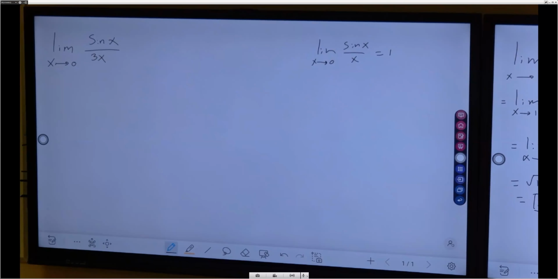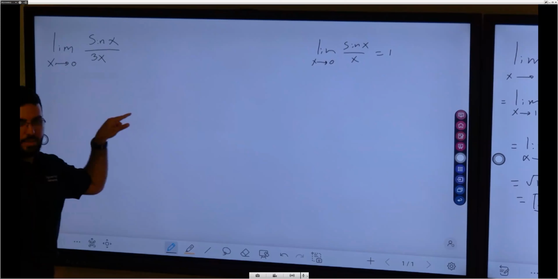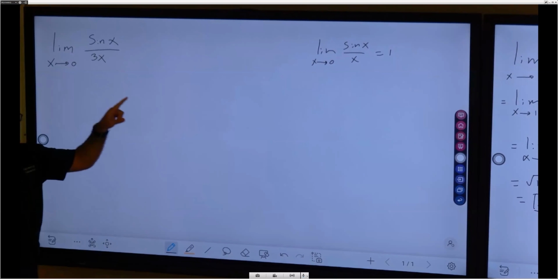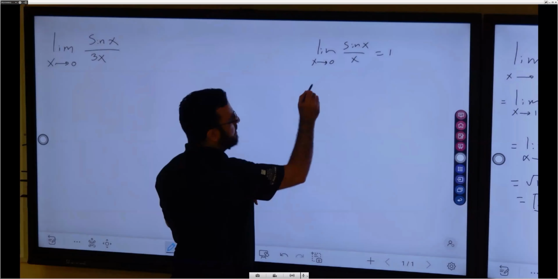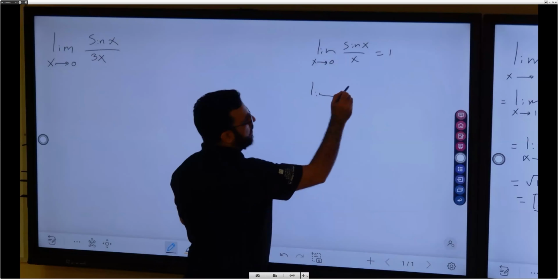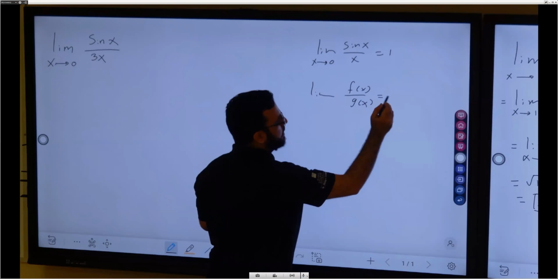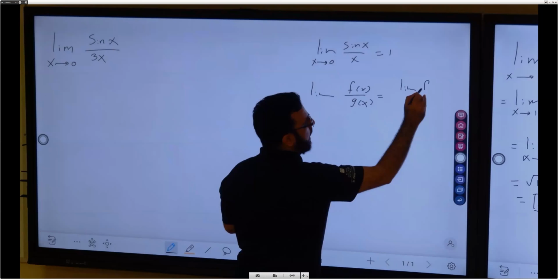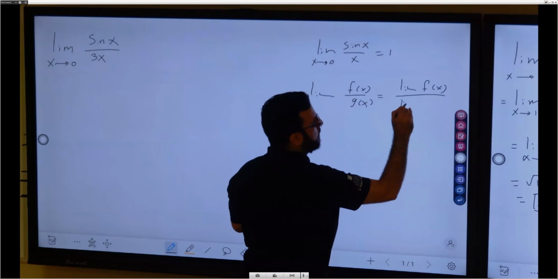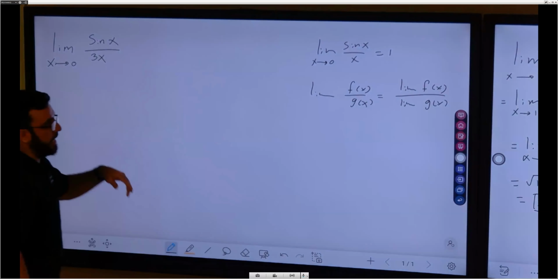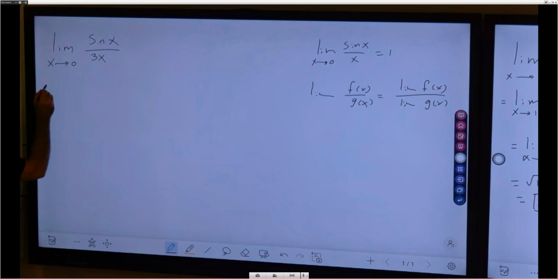Now let's go back again. Can I take the limit to the top and the limit to the bottom? I'm going to do it as a math, okay? Because we have a rule that says the limit of f of x over g of x is going to be limit f of x over limit g of x. Yes or no? Yes. So can I use this one here? Yes.